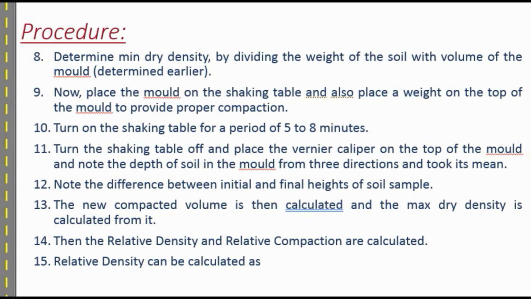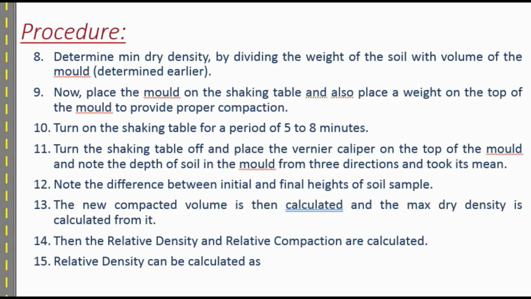Turn the table off and place the vernier caliper on the top of the mold and note the depth of the soil in the mold from 3 directions and take its mean. H1, H2 and H3 will be taken and we have to take the mean value of these three heights. Note the difference between initial and final heights. The new compacted volume is then calculated and maximum dry density is calculated from it. Then the relative density and relative compaction are calculated.